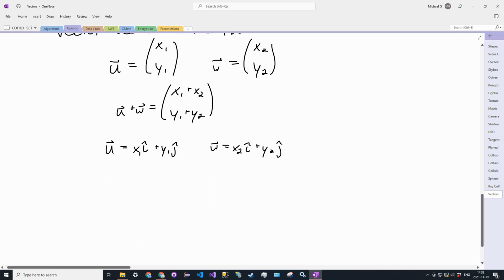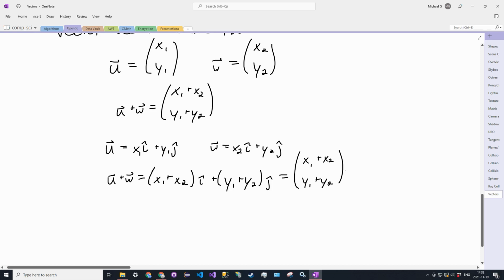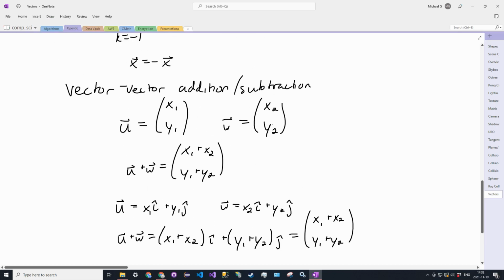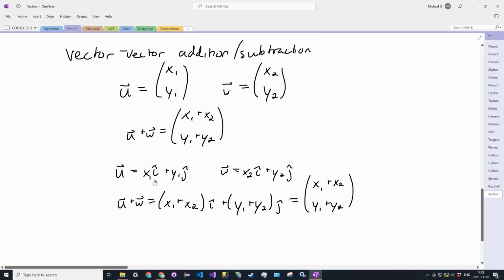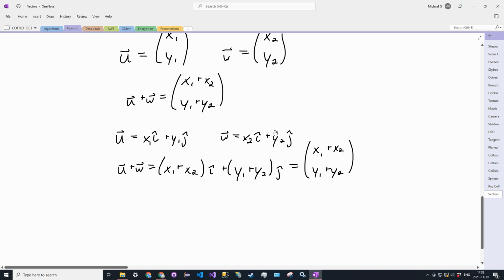So if we want to try adding it this way, and we'll combine like terms, we'll get x1 plus x2 in the i hat direction plus y1 plus y2 in the j hat direction, which then can be translated into our x1 plus x2 and y1 plus y2. So there's more of a mathematical description of how that works, because the u plus w is the equivalent statement of that right there. So these two statements are equivalent. It's just that with the unit vectors, we're representing each component as a scalar rather than just an element in a set.